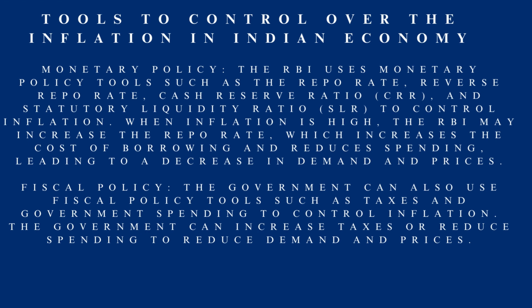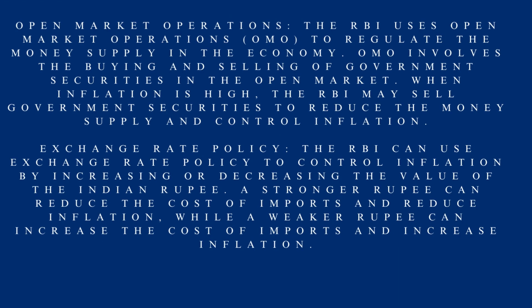Fiscal policy. The government can also use fiscal policy tools such as taxes and government spending to control the inflation. The government can increase taxes or reduce spending to reduce demand and prices. Next, open market operations. The RBI uses open market operations to regulate the money supply in the economy. OMO involves the buying and selling of government securities in the open market. When inflation is high, the RBI may sell government securities to reduce the money supply and control inflation.